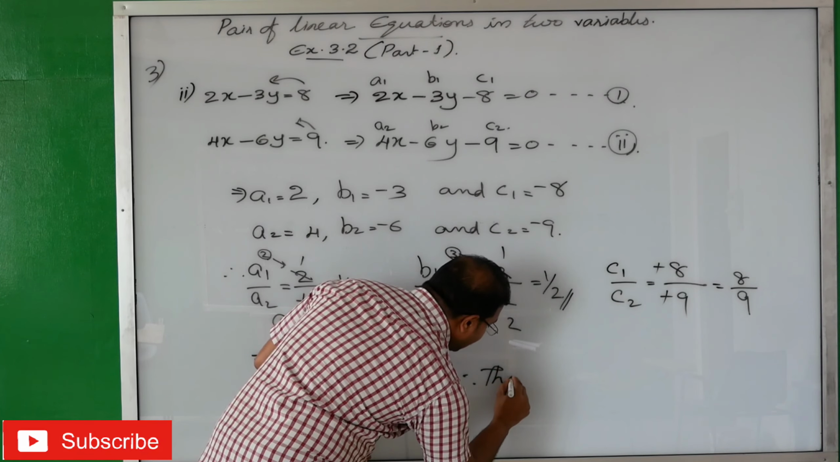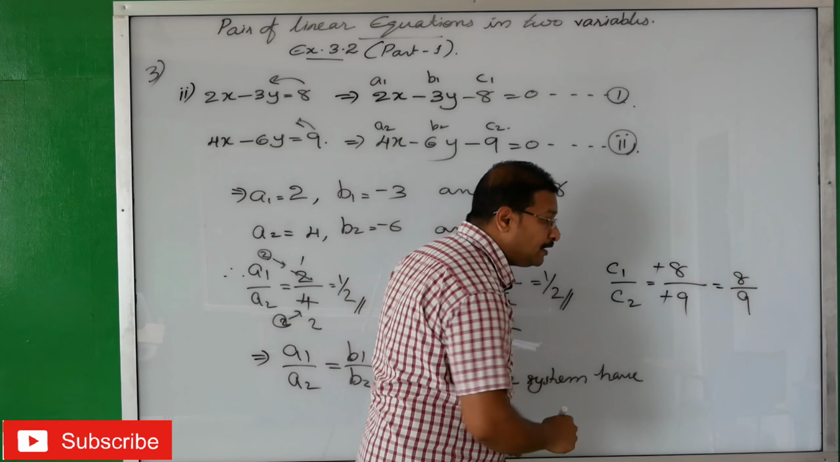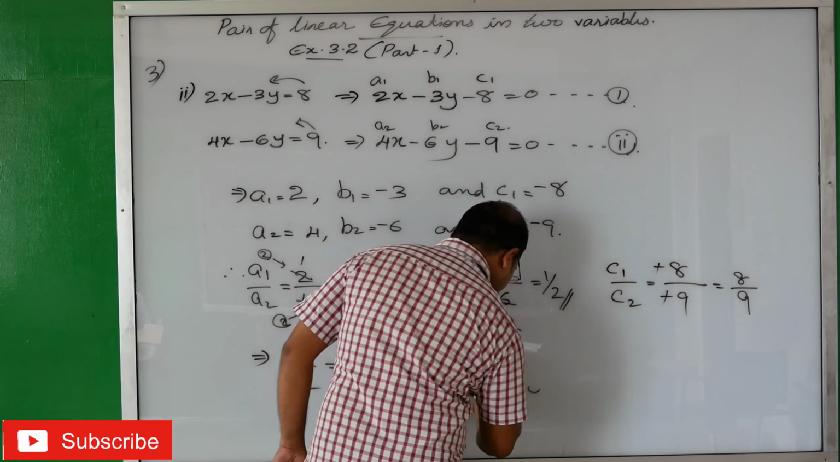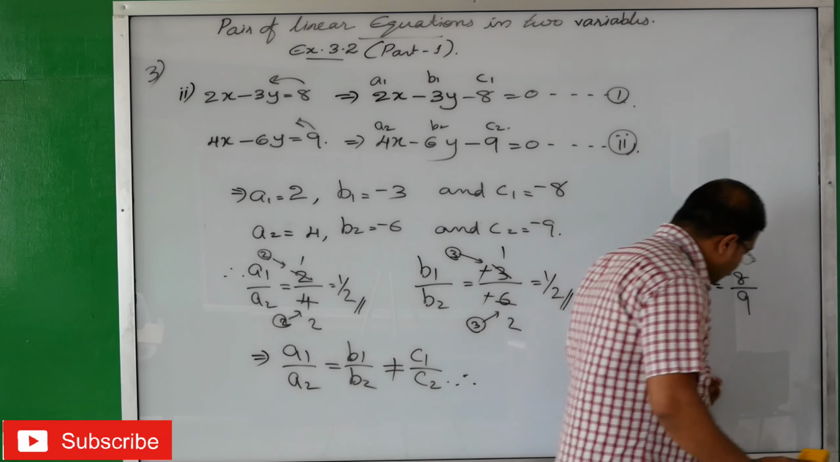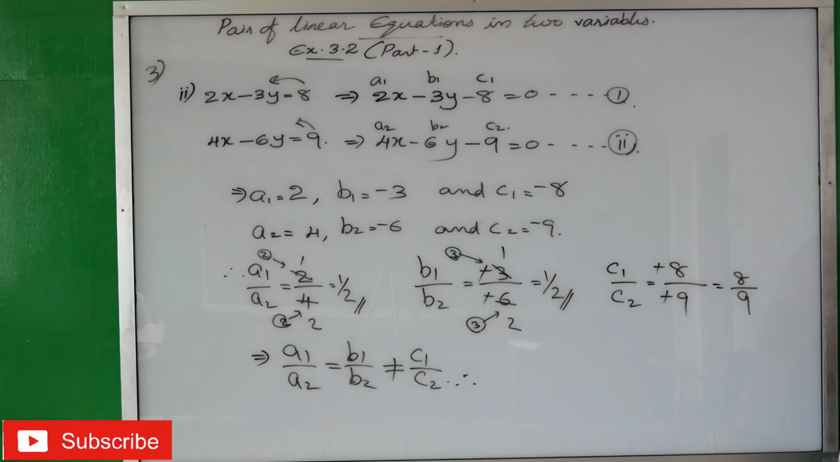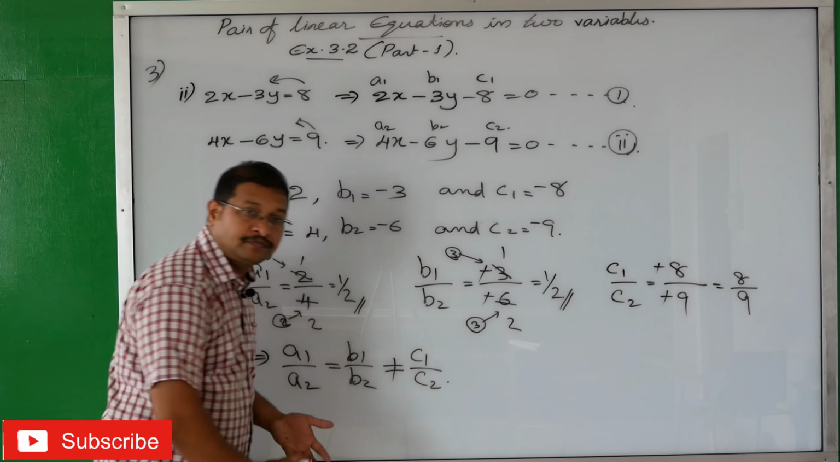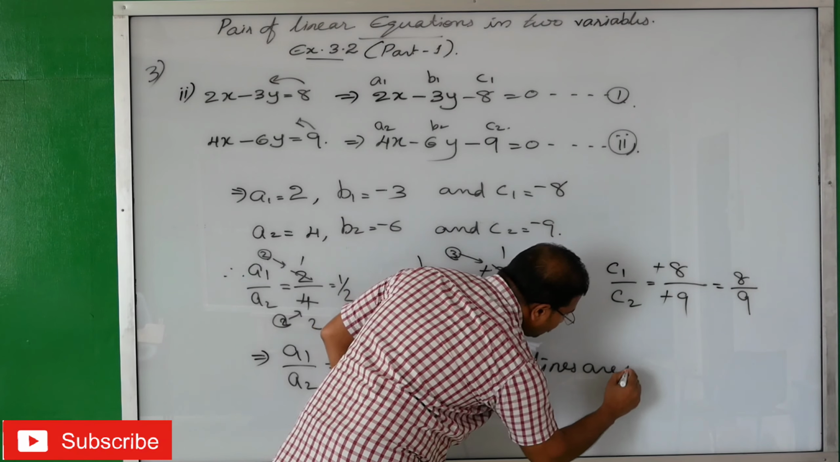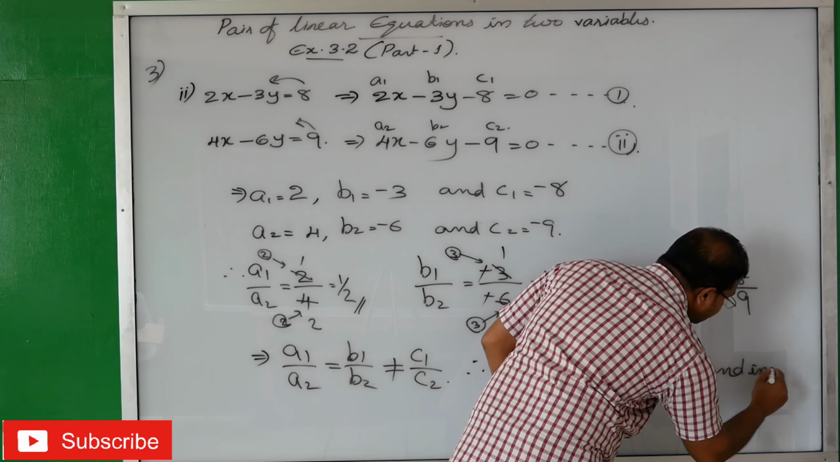Therefore, the system is inconsistent. Therefore, the lines are parallel and inconsistent.